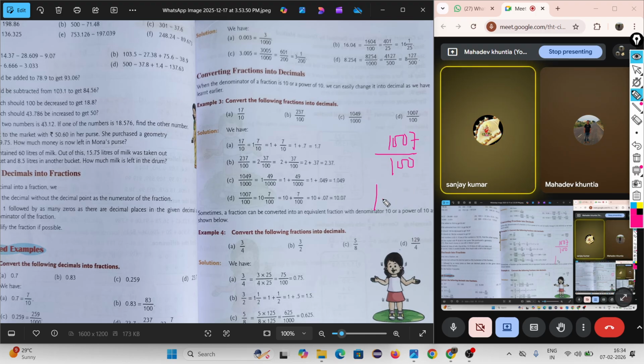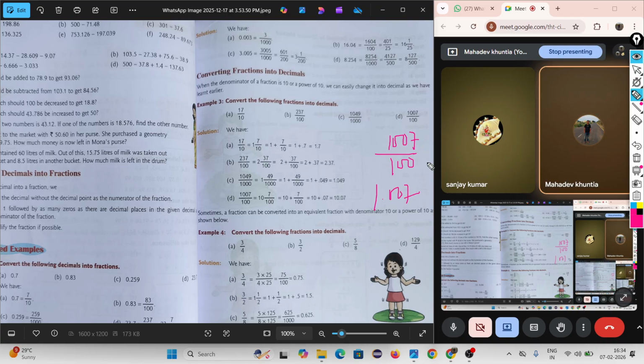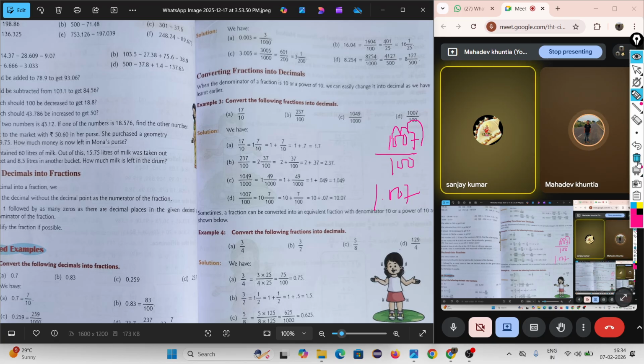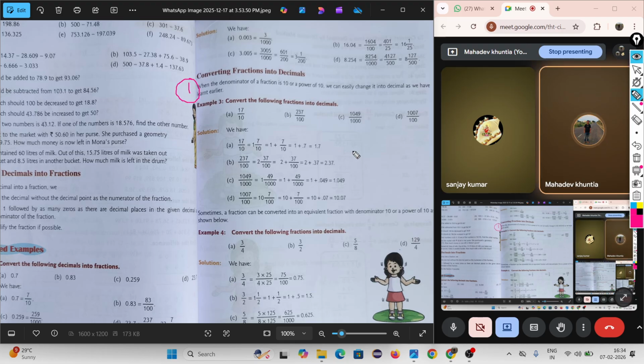1.007, because the decimal point is on the right side of the 7. We have to move three steps to the left. Then it becomes 1.007. Okay, this is the fast rule for how to convert a fraction into a decimal.